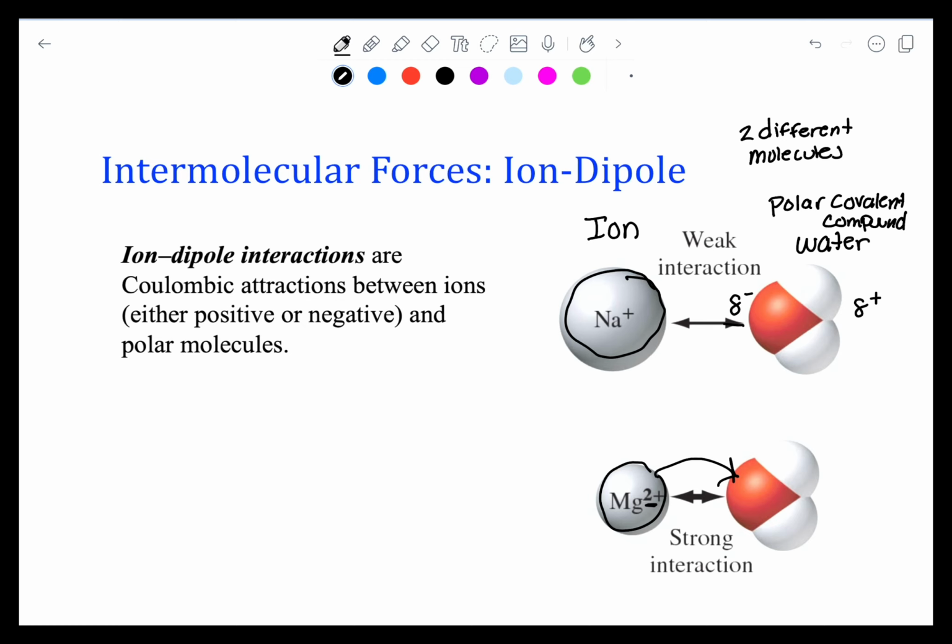This is going to come into play in one of our future chapters. I believe it's chapters 8 and 9 that we'll talk about this more specifically, but it is going to be the interaction between two different molecules, an ion and a polar molecule.